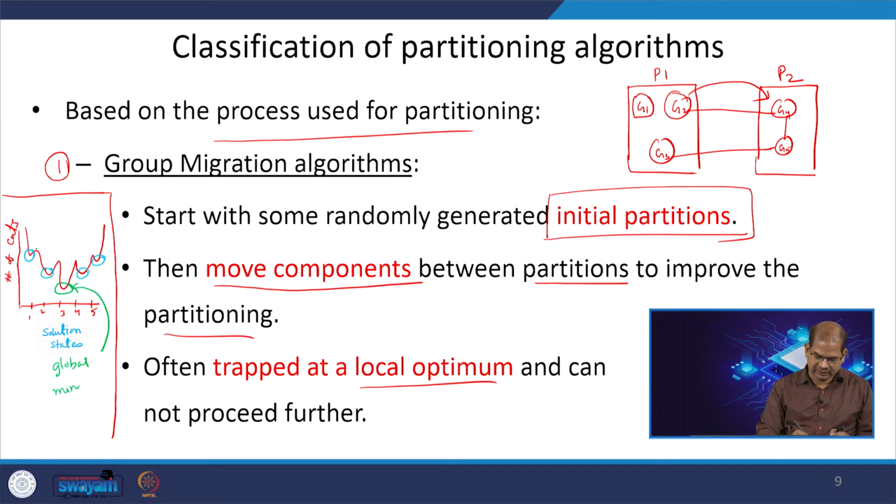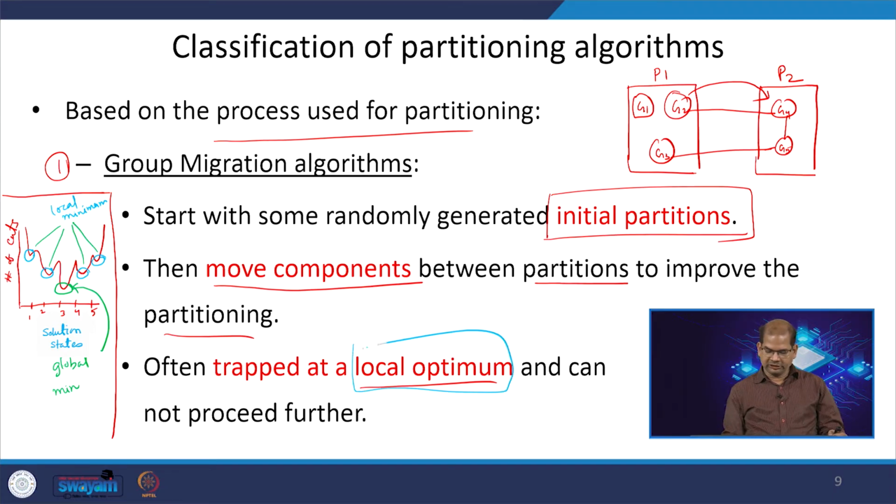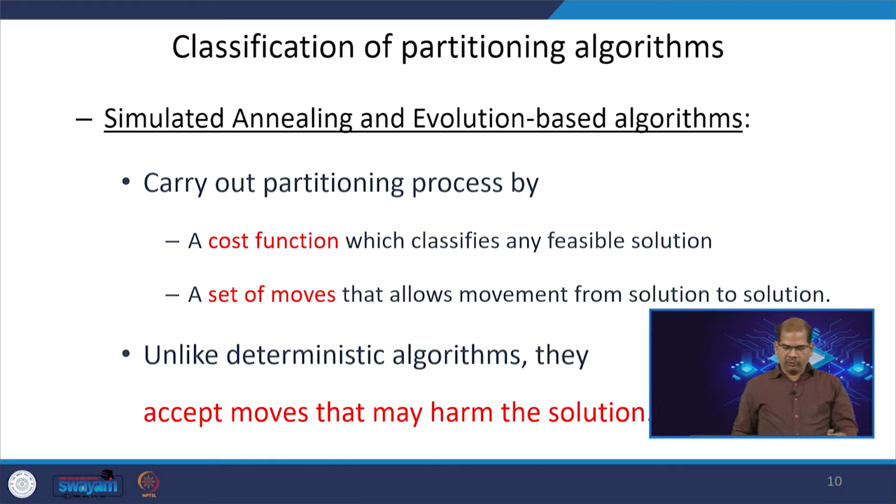And these others are local minimum. Okay. So, basically it will fall into the local minimum, which is not a good idea, because I always look for a global solution to get better partitioning. So, now I will discuss simulated annealing or evolution based algorithms.